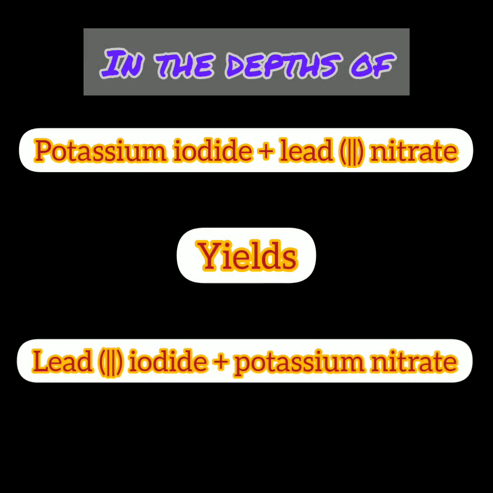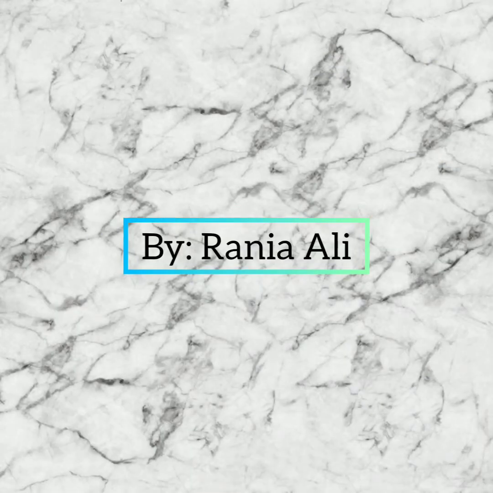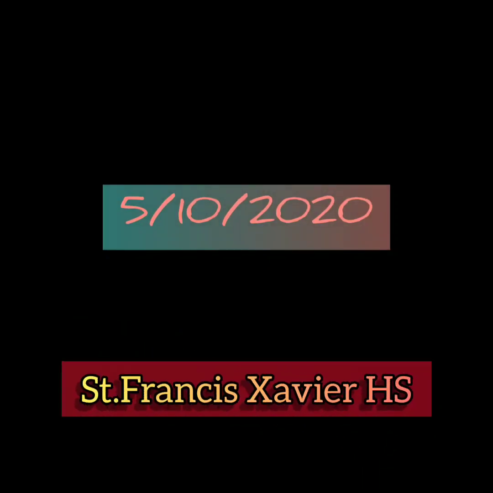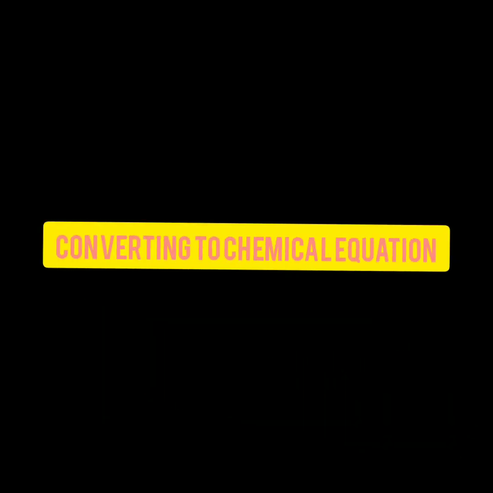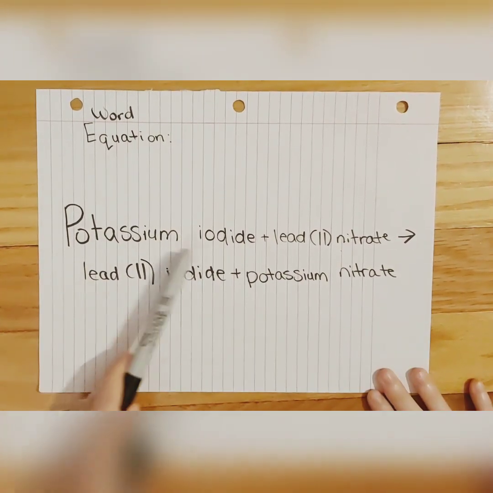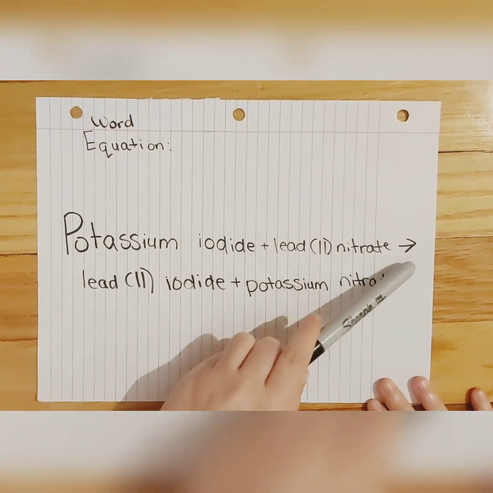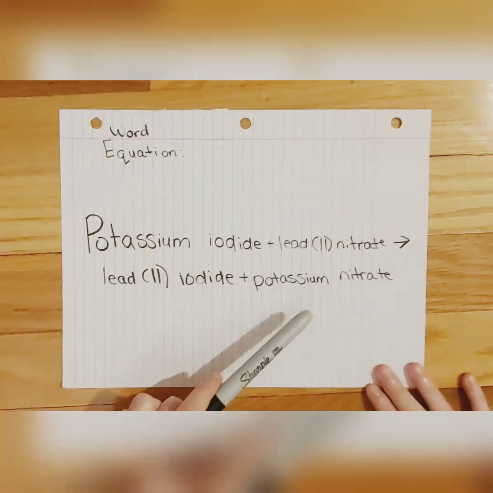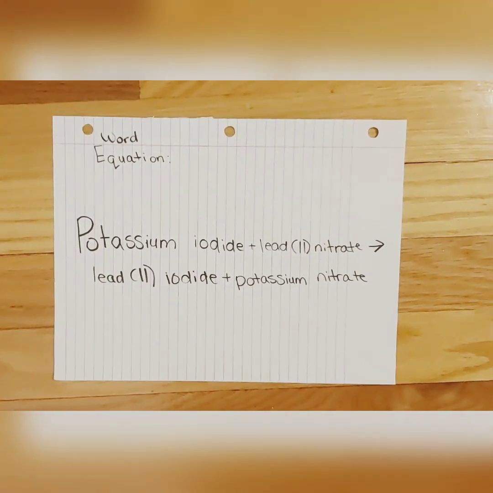For this assignment, I have the equation potassium iodide plus lead 2 nitrate, which yields lead 2 iodide plus potassium nitrate. First off, we must convert this word equation into a chemical equation. Here we have all of the components, which are potassium iodide, lead 2 nitrate, lead 2 iodide, and potassium nitrate.